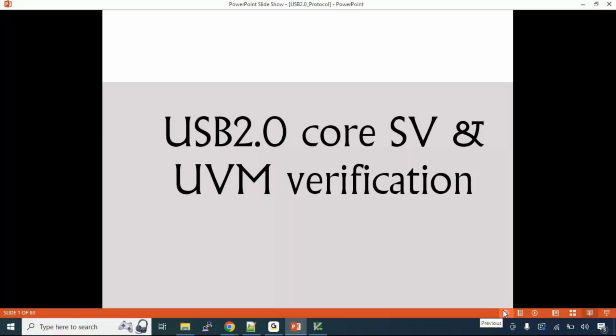So, good morning, everyone. I'm Srinivas. Today we'll be starting off with the USB 2.0 core SystemVerilog and UVM verification course. We will divide this course into two aspects. One is the understanding of the USB protocol, and the other will be the functional verification of the USB 2.0 core. The initial 1 or 2 weeks will be spent on understanding the protocol, followed by working on the core verification.